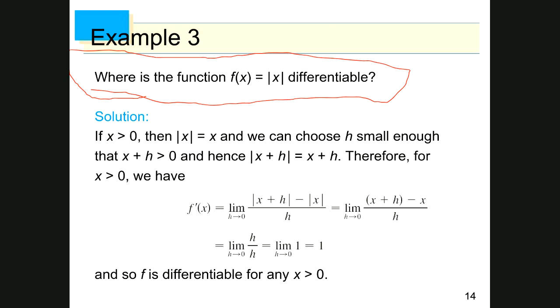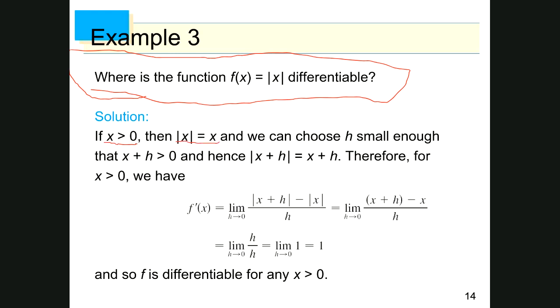I explained it. So remember, this is an absolute value function, all right? We want to know where it is differentiable. The first thing you need to do is use the definition for the absolute value function. Absolute value of x means it can either be x if x is greater than 0, or it can be minus x if x is less than 0. So we start with the first case, if x is greater than 0. Then we know that the absolute value of x is equal to x.